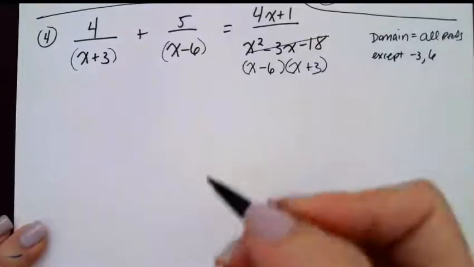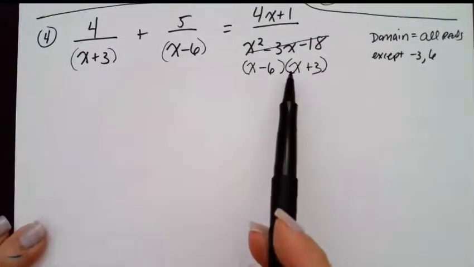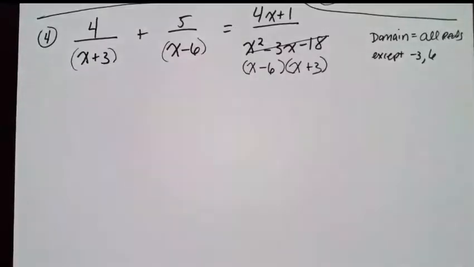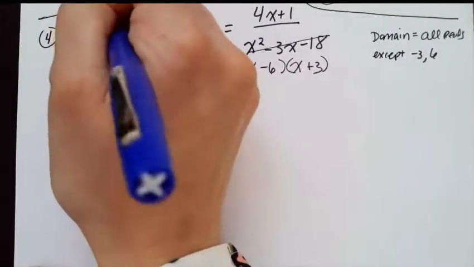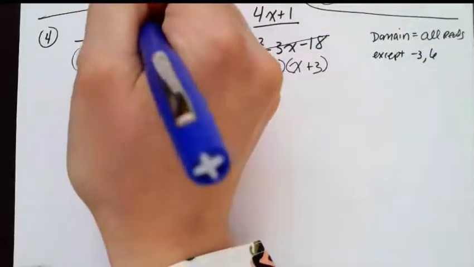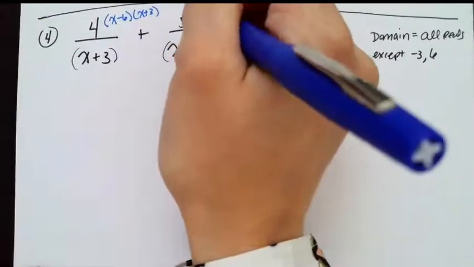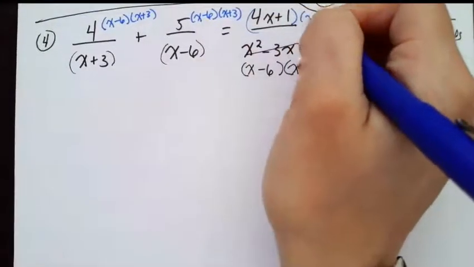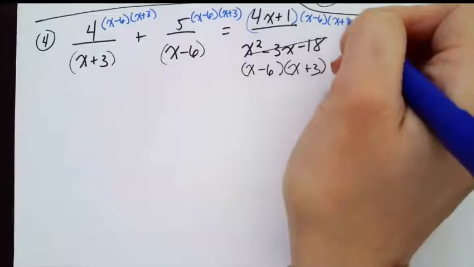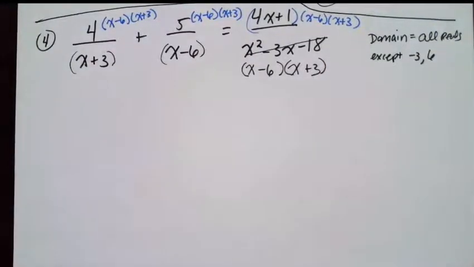And now I could use my LCD. My LCD is the product of all of the different factors. So my different factors are x minus 6 and x plus 3. So I'm multiplying every single term by x minus 6, x plus 3. If you want, instead of putting parentheses around each side, you could right next to each term write in that product times x minus 6 times x plus 3. Same thing here, multiply by x minus 6 and then x plus 3. And then here as well, multiply that numerator by x minus 6 times x plus 3. And there's a lot of writing, so try to do it neatly, and if you can avoid having to write more out, then that's fine.